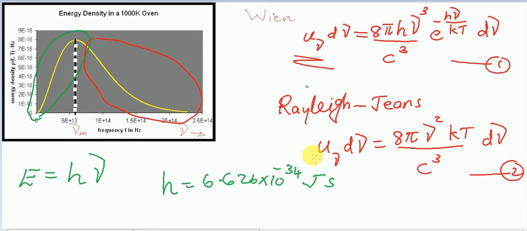So according to Planck's quantum hypothesis, emission and absorption of radiation takes place not in continuous steps, but in discrete units or quanta of energy, and each quantum of energy is known as a photon. The energy of a photon is given by E equal to h nu, where nu is the frequency of radiation and h is Planck's constant with a value 6.626 times 10 to the power negative 34 joule second.